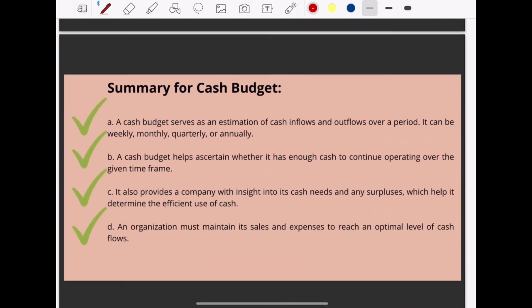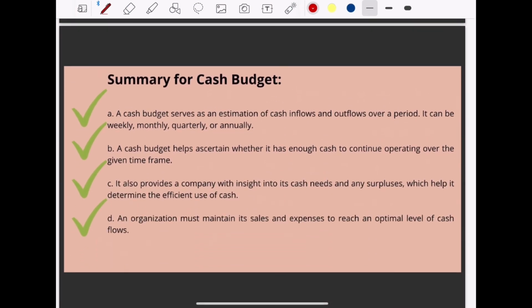Now, what are the things that we have learned today? Let's summarize our learnings for today. First, a cash budget serves as an estimation of cash inflows. It can be done weekly or even annually. A cash budget ensures that we have enough cash to continue operating, and it also gives us an insight on our cash needs and surpluses. And lastly, we need to maintain sales and expenses to reach an optimal level of cash flow.